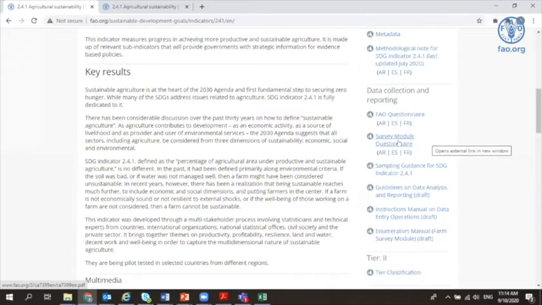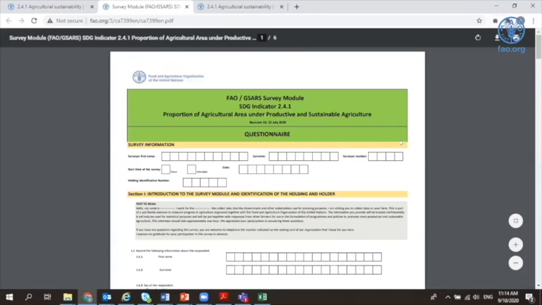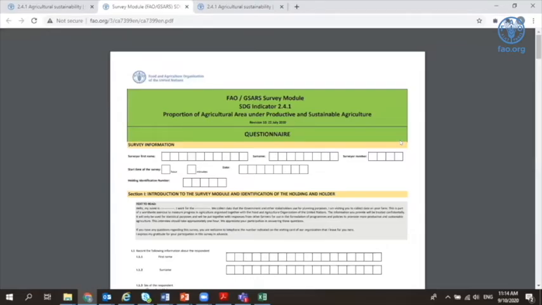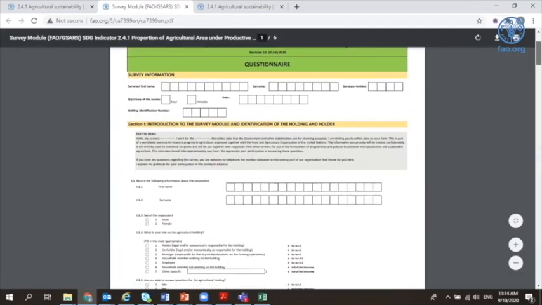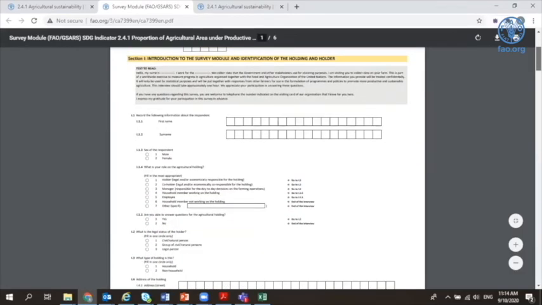One other thing which I would like to show you, because you haven't seen it so far, is the survey module that we have developed for SDG 2.4.1. When I was telling you that all the information on the sub-indicators, the data items and the variables is captured through a survey questionnaire, the questionnaire is here. As mentioned earlier, you can administer it as a separate survey dedicated only to 2.4.1, which is not advisable from our side, but if you are still interested, you can do that.